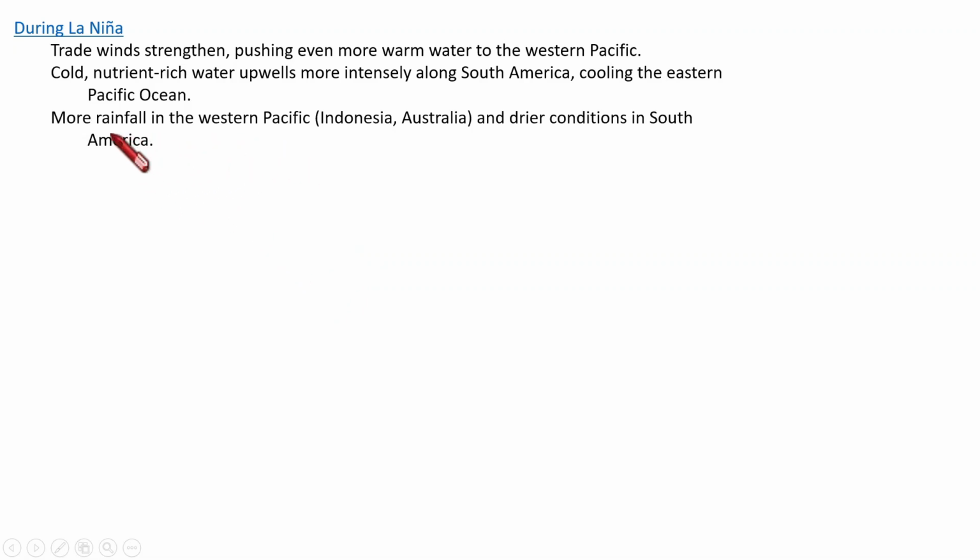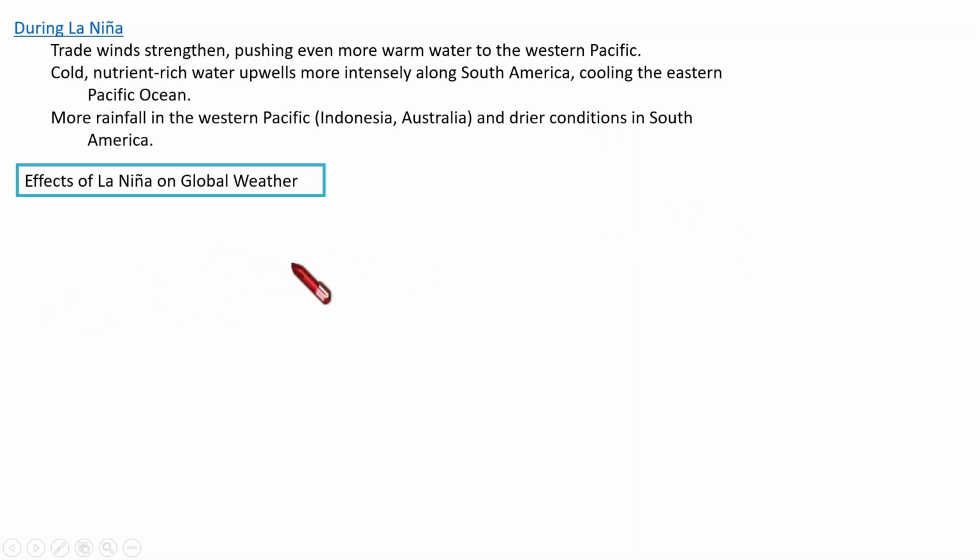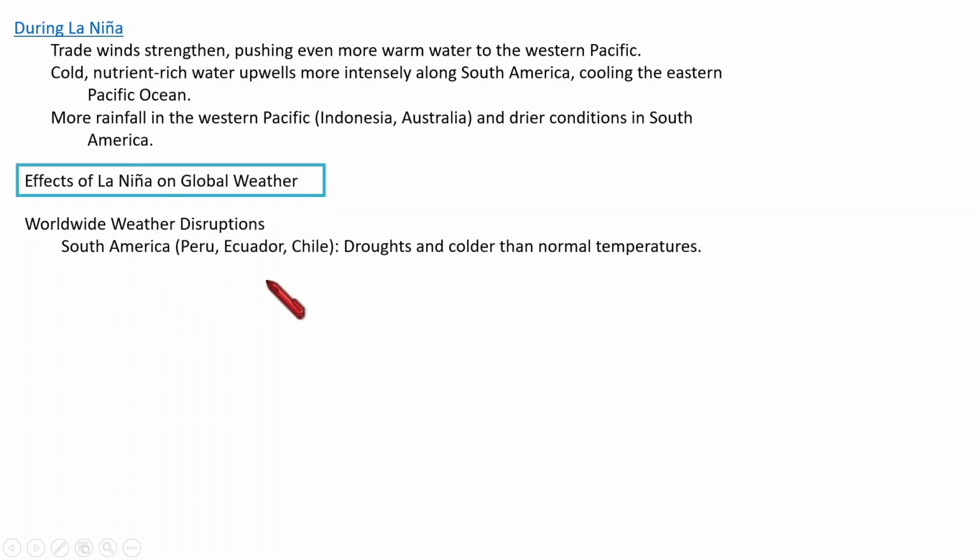By that way, more rainfall is to be expected in the western region because warm ocean surface water is reaching the western side. So that area, Indonesia and Australia, will have more rainfall. At the same time, South America experiences drier conditions because there is no warm surface water, no chance to have enough precipitation. And in global weather, what are the effects? Worldwide weather disruptions. In the case of El Nino, we have seen heavy rainfall in North America. While in the time of La Nina, the opposite.